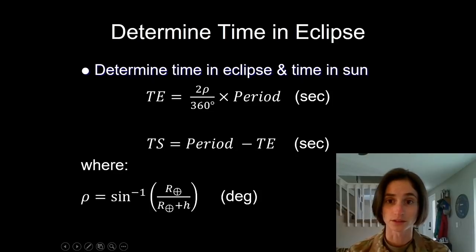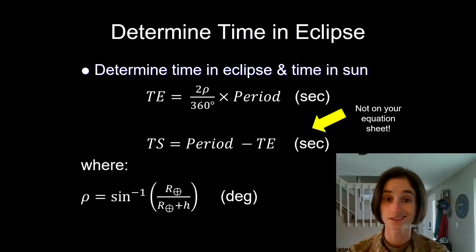This other equation, though, is not on your equation sheet. It's time in the sun, and hopefully this should be obvious to you. The time in the sun is just the period minus time in eclipse, because the time in eclipse plus the time in the sun should be one full period. And then at the bottom we have a little equation for rho. Rho is directly related to the height, the altitude of your orbit, and that's how you're going to calculate it, using that h right there.